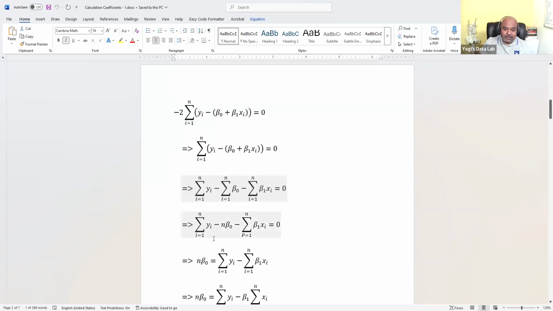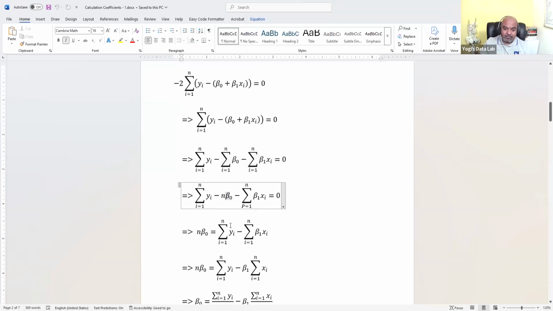So this remains as it is. Let us leave it as it is. This part remains as it is. Now this term becomes n beta 0. Why n beta 0? Beta 0 is a constant value and I am summing it n times. So if you're summing 1 n times, what will you get? You'll get n. Similarly, if I am summing beta 0 n times, what will I get? n beta 0. So this term becomes n beta 0.